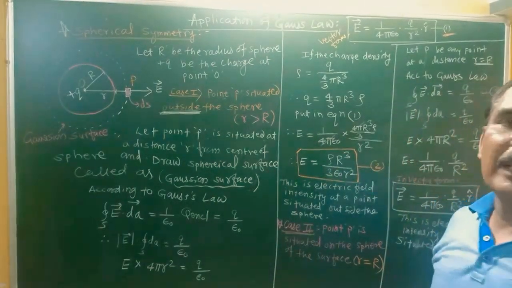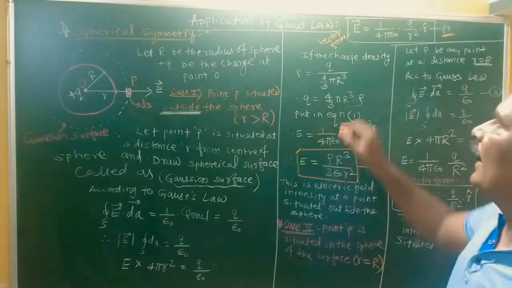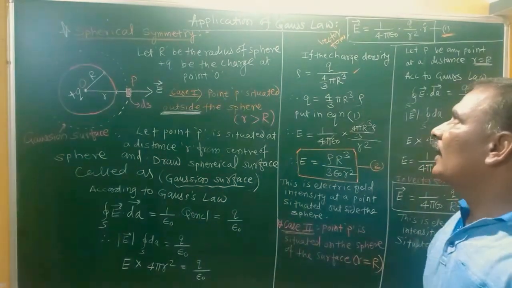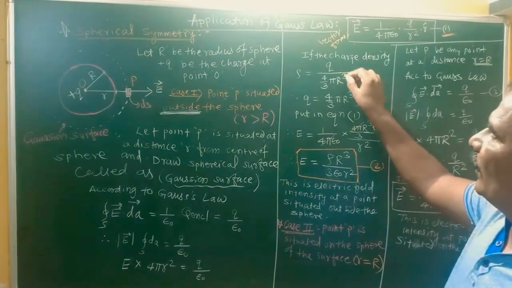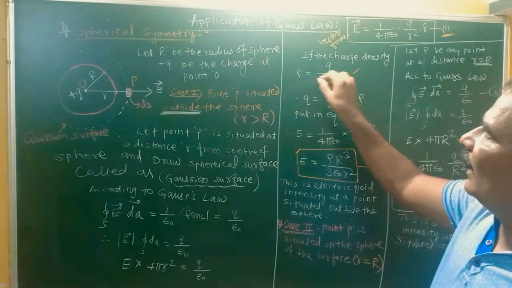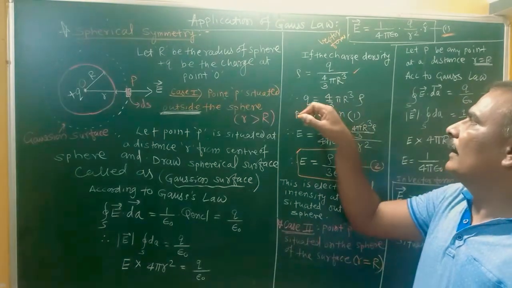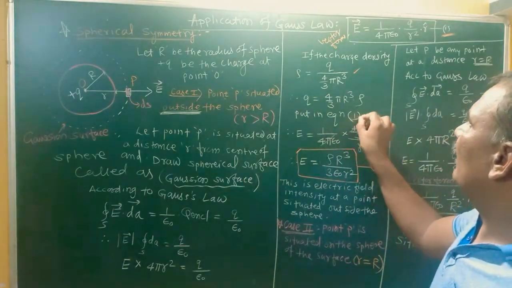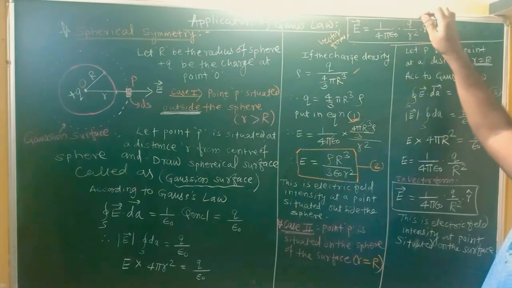And this is the electric field intensity in terms of small r. But in terms of charge density, sometimes a question may be asked on that. At that time the charge density is nothing but Q upon 4 by 3 pi r cube, and Q is nothing but rho into 4 by 3 pi r cube. This is the charge. Substitute this value in equation number 1, in place of Q.